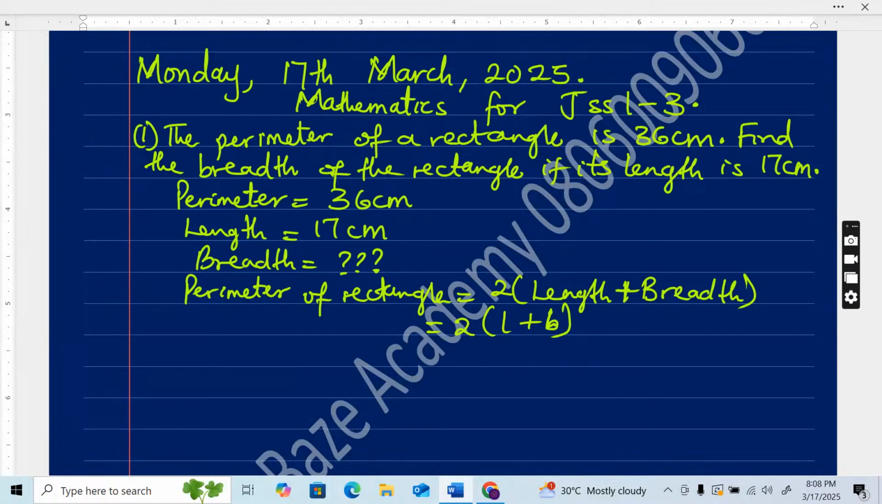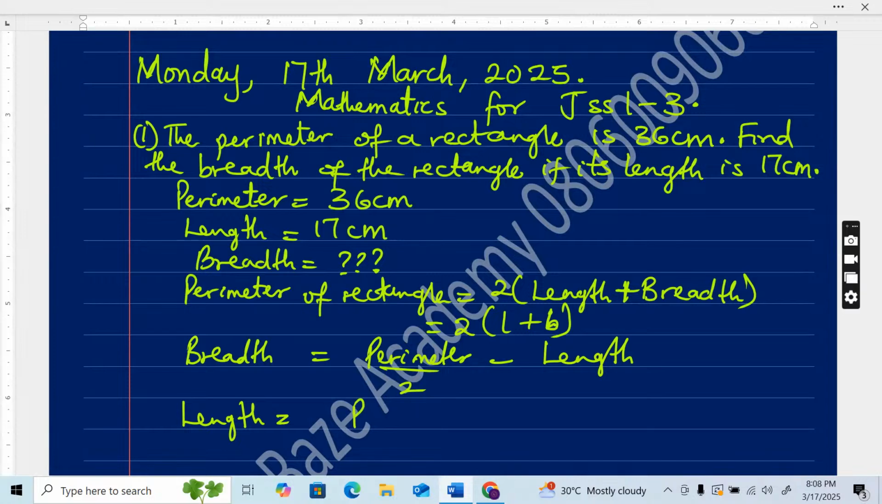But in this case, we've been asked to find the breadth. It also comes with a formula. The formula is perimeter divided by 2 minus length. All right, and if you have been asked to find the length also, you do the same thing. That will be perimeter divided by 2 minus breadth. Make sure you are writing.